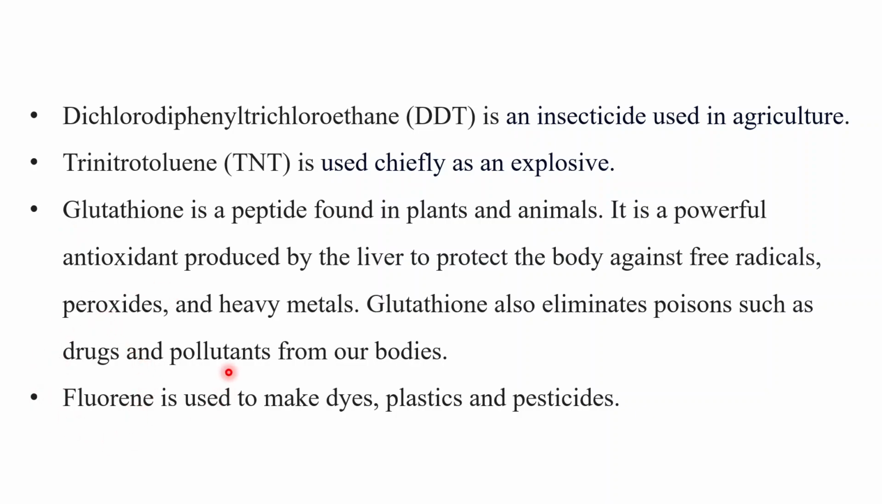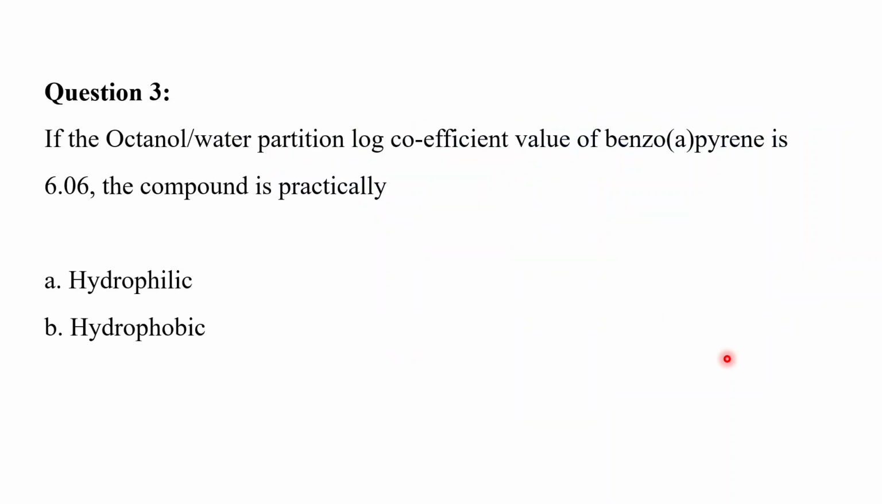And fluorine, again, is a xenobiotic compound. It is used to make dyes, plastics and pesticides. Okay, this is clear. Okay, then we'll move to the next question.